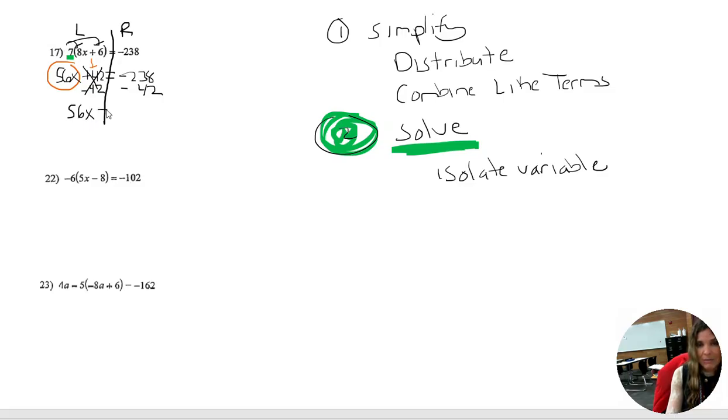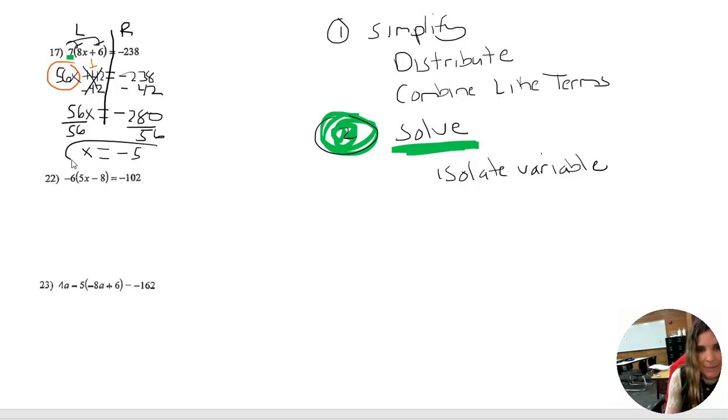Now we have 56 times x equals negative 280. And then our next step is to get rid of the multiplication of 56. To do that, we're going to use division. We have to divide by 56 on both sides. So x equals negative 280 divided by 56, and that gives us a negative 5.